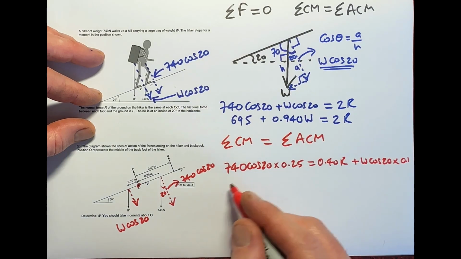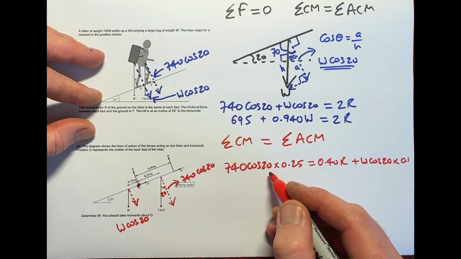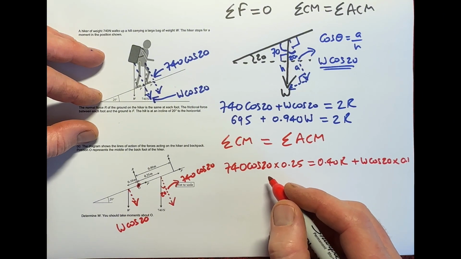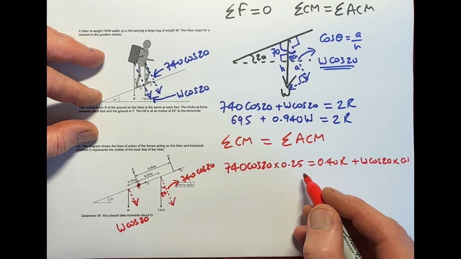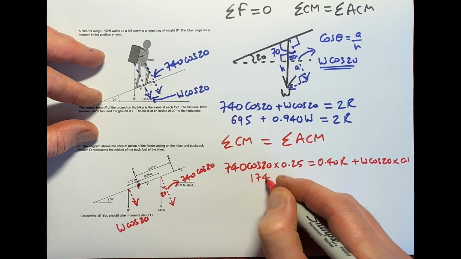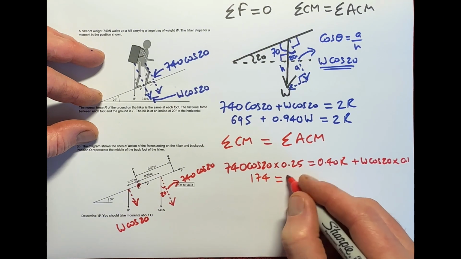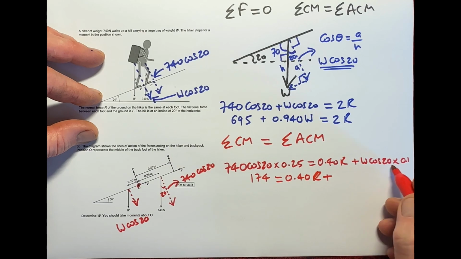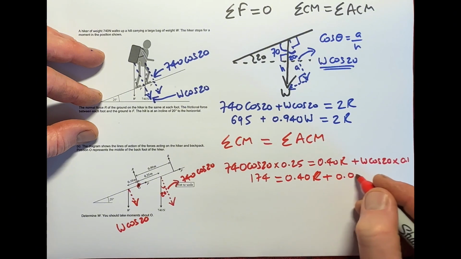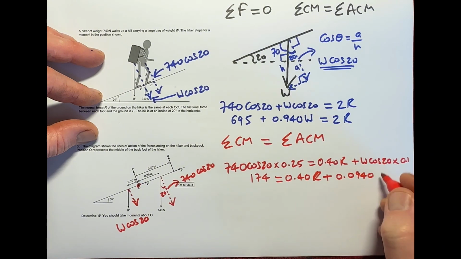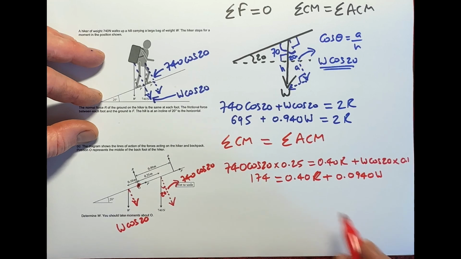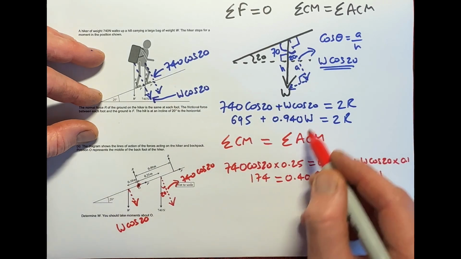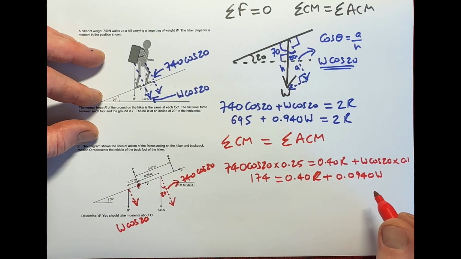Right, so we can then simplify this. 740 cos 20, multiplied by 0.25, gives you 174. That equals 0.40 R, plus cos 20 times 0.1 gives you 0.0940, and then multiplied by W. Okay, so we've simplified that. So now we've got two equations. We've got this equation and this equation, and we need to work out W.